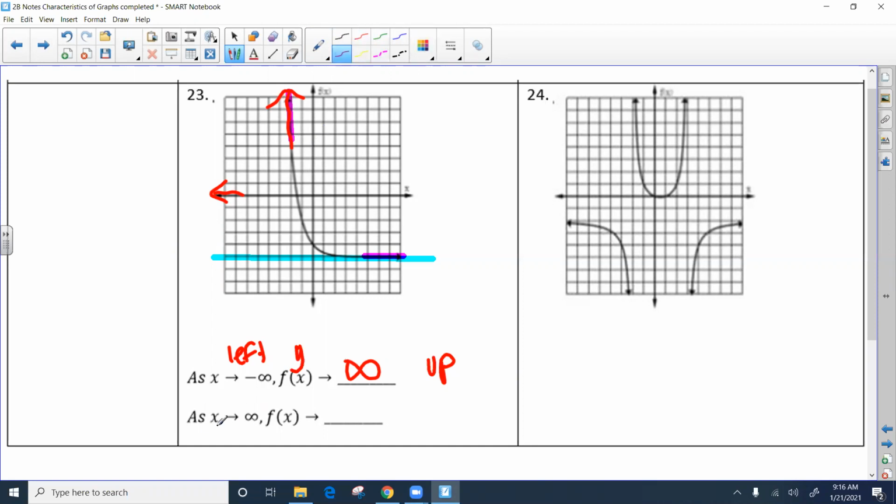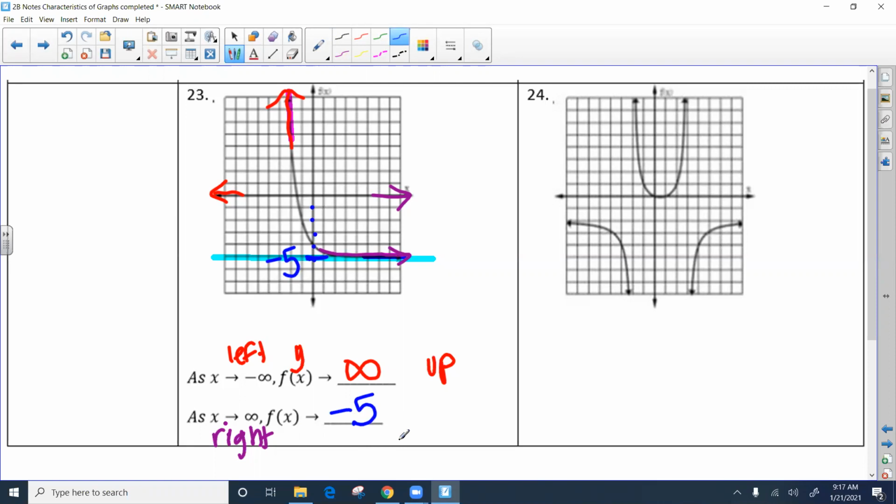Now let's describe the other end. As x approaches infinity, that's to the right. As I go towards the right on the graph, as I'm tracing the graph right, the right end is getting closer and closer to this line. So the right end is not going up or down. So it's not positive or negative infinity. It's getting closer and closer to this line. That means the outputs, this line has a y value of 1, 2, 3, 4, 5, of -5. That means the outputs on this end are getting closer and closer to -5.